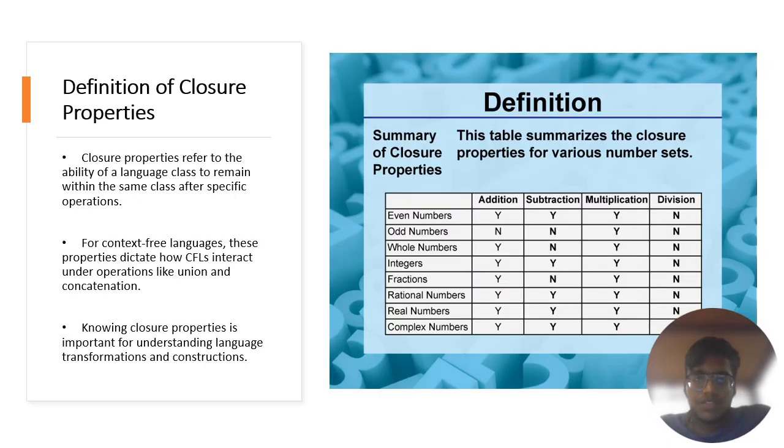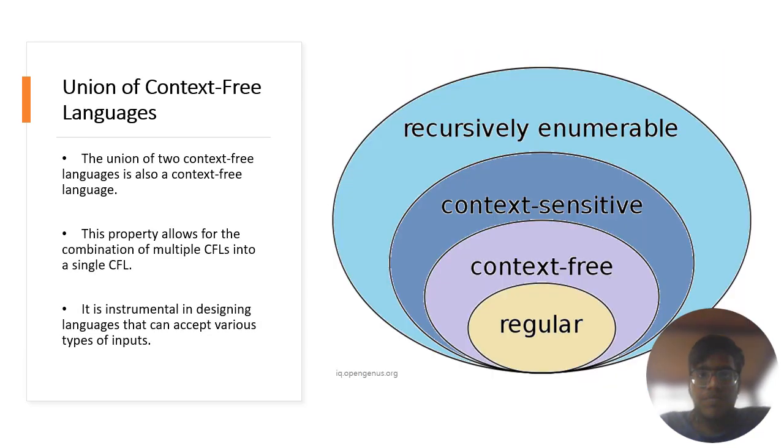Closure properties. Closure properties refer to the ability of a language class to remain within the same class after specific operations. For context-free languages, these properties dictate how CFLs interact under operations like union and concatenation. Knowing closure properties is important for understanding language transformations and constructions.